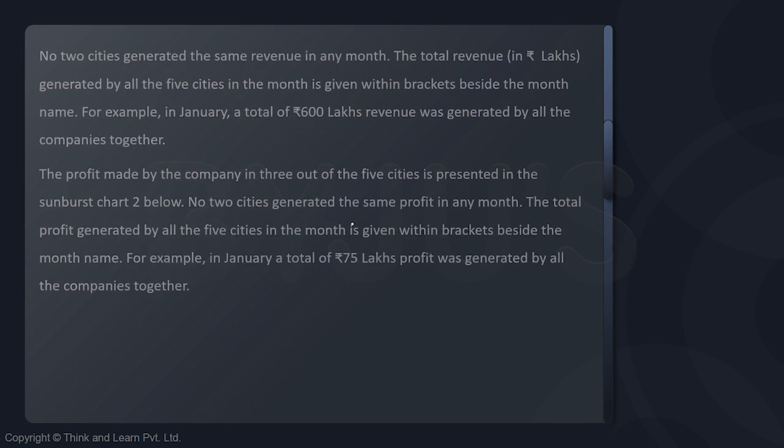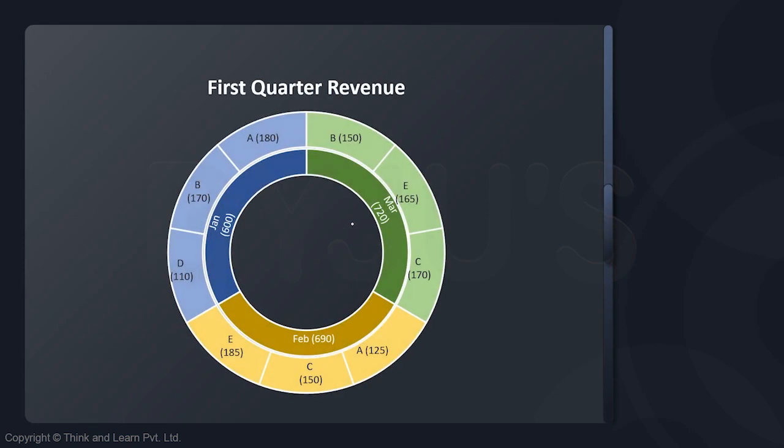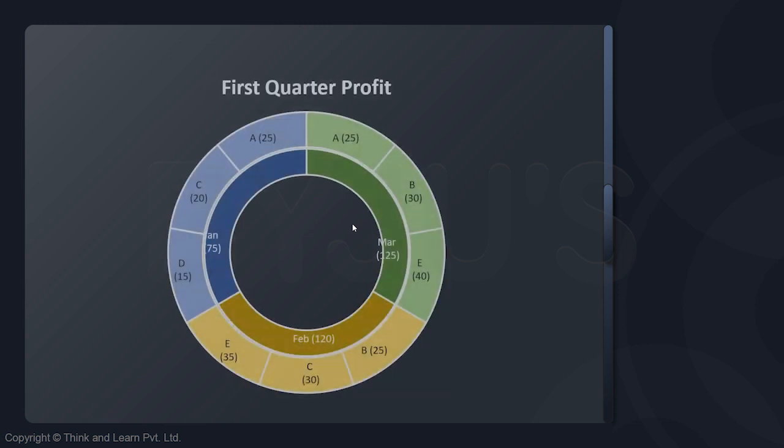So I'll just straight away move on to the chart. This is that beautiful chart which is called a sunburst chart given to us, on the basis of which we have to answer the questions. In the outer circle, you will see these are the top 3 cities for revenue, right? And in the inner one, the total revenue is given for all the cities. Similarly, there is another one for the profit. In the outer circle, you have the top 3 profits, and in the inner ones you have the total profits.